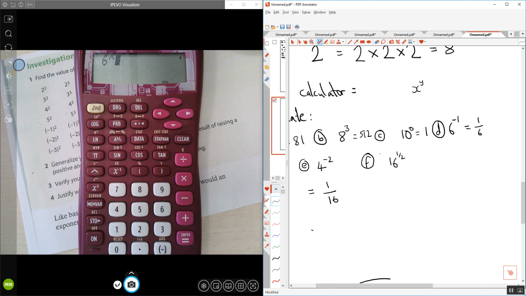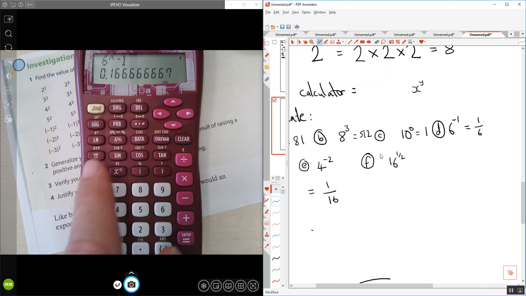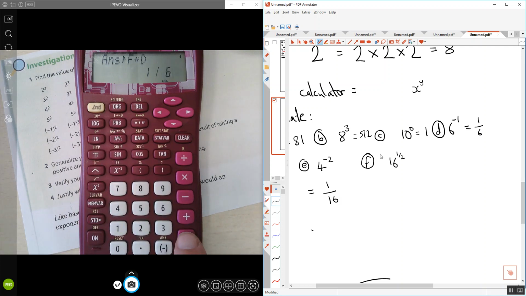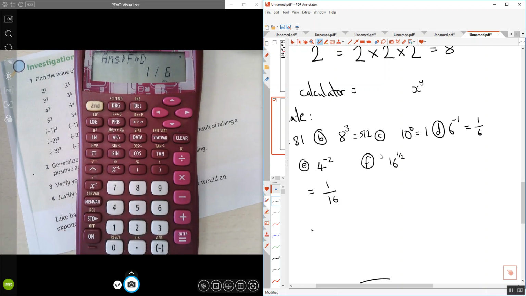And just to make sure, whenever you're putting in a negative, watch the board, this is the negative button that you want to use. So negative 1, for that other question. Then I can change it into a fraction, and I get my 1/6 out, okay? So make sure this is your negative button, this is your subtract button, okay? Right, and the last one, 16 to the power of a half.